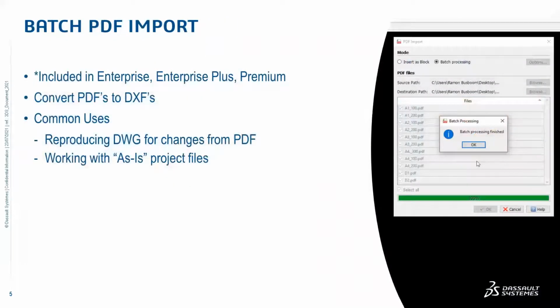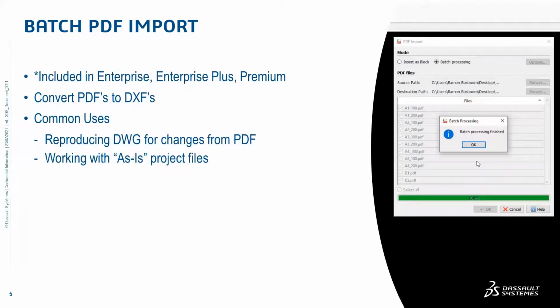So the first big ticket item is going to be batch PDF import. Now, this is also available with DraftSight Enterprise. It's the only one, but again, it's one of the big ticket items, and so we're going to discuss it.